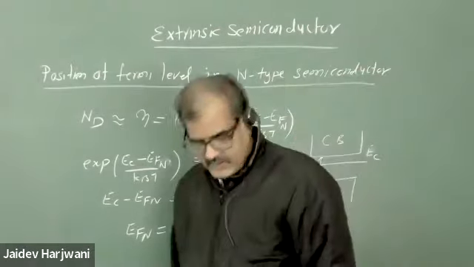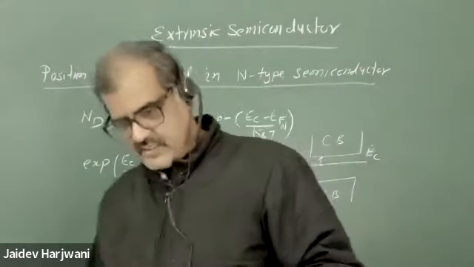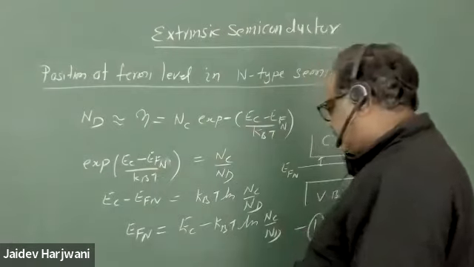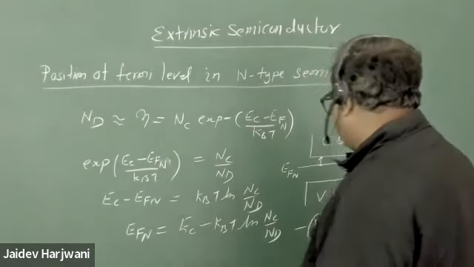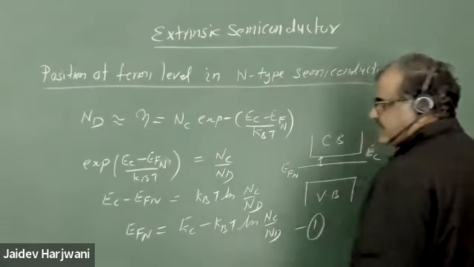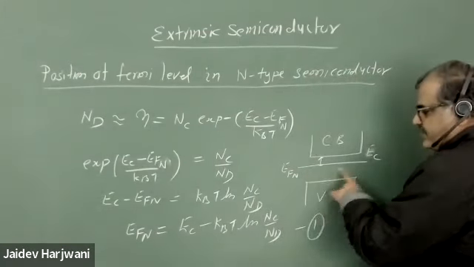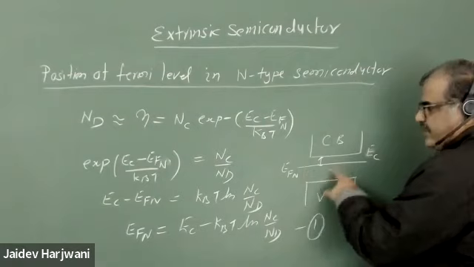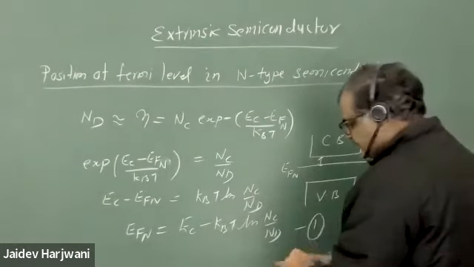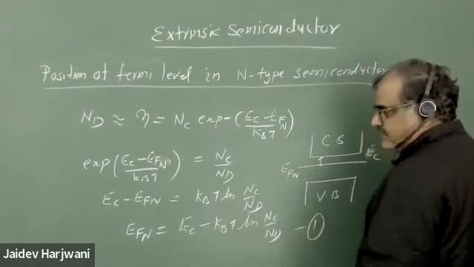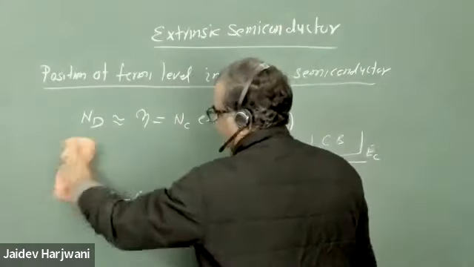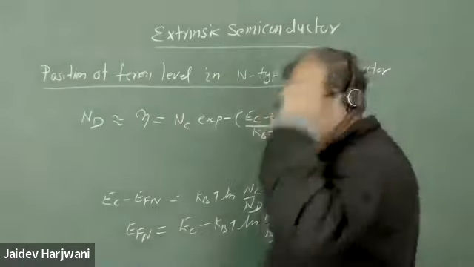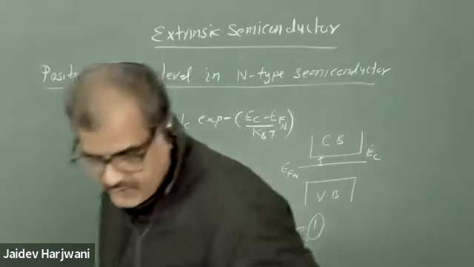Now we can write this position in terms of the intrinsic Fermi level also, because we know that for an intrinsic semiconductor the position is somewhere in the middle. So I can modify this formula also. So this is one formula, and now let me modify it to get another formula. You can use any formula depending on the values given in the question.